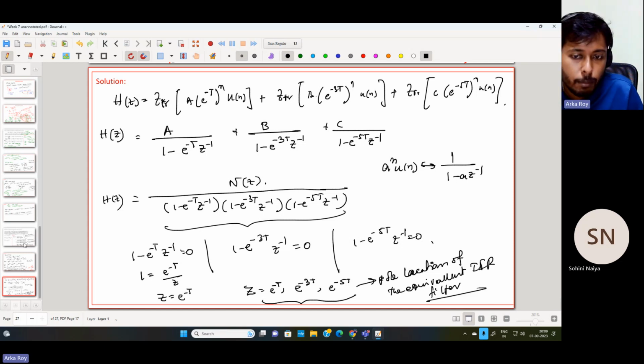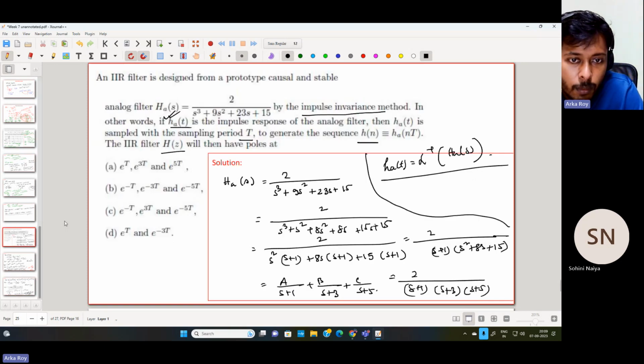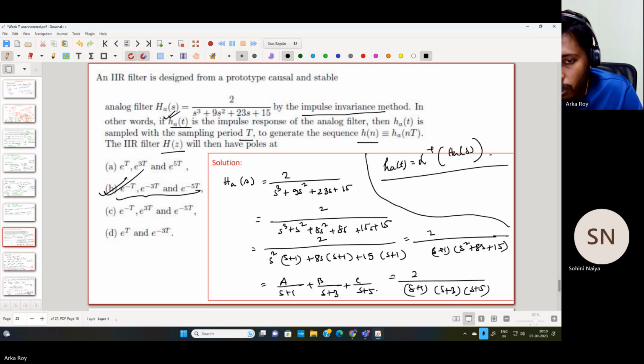So let me check: e^(-t), e^(-3t), and e^(-5t). So this one is the correct answer for this particular question. With this, we have covered numerous questions comprising the solution of week 6, and additionally the recap of week 7 content, and some questions related to the impulse invariance method and filter designing techniques in the digital domain. With this, I conclude this session, and if you have any queries, you can ask.